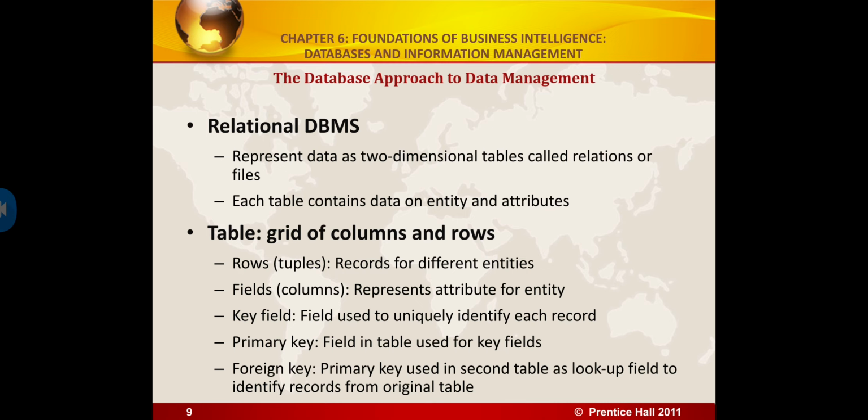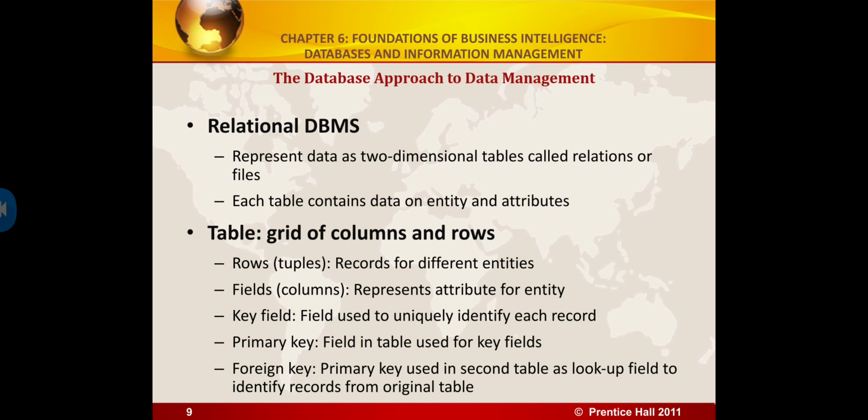We have here our relational DBMS or database management system. The contemporary DBMS use different database models to keep track of entities, attributes, and relationships. The most popular type of DBMS today for PCs as well as for larger computers and mainframes is the relational DBMS. Relational databases represent data as two-dimensional tables which we call relations. Tables may be referred to as files. Each table contains data on an entity and its attributes.